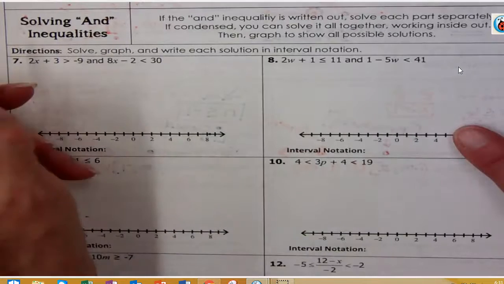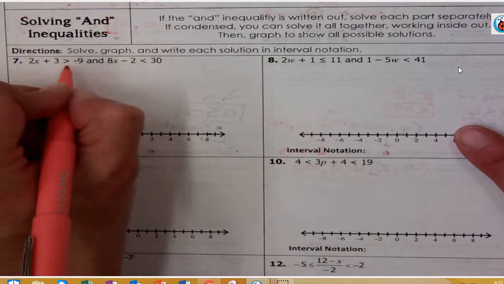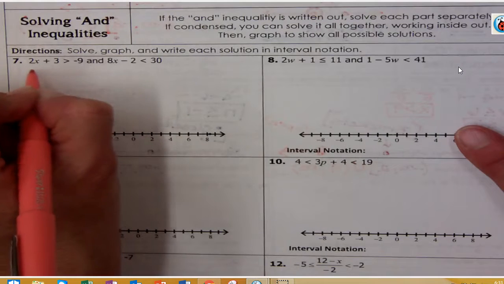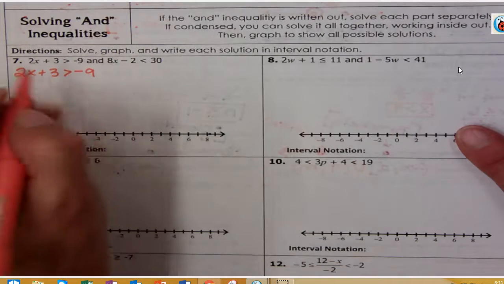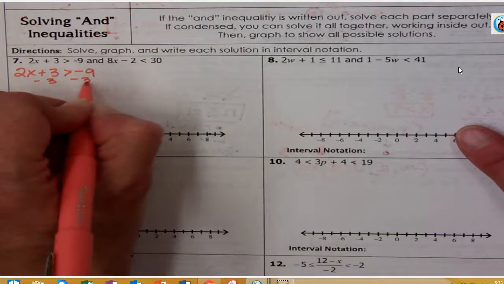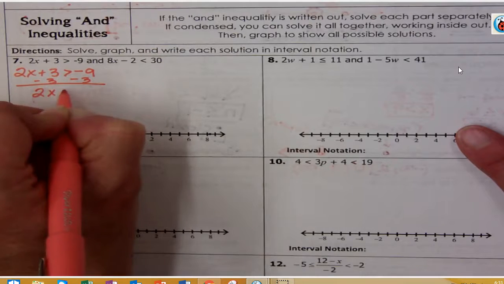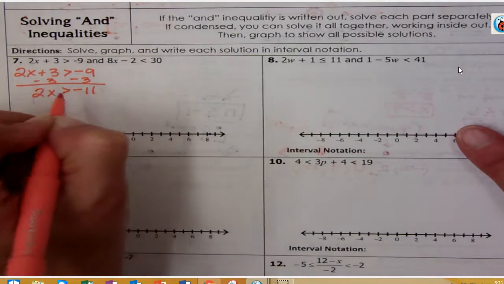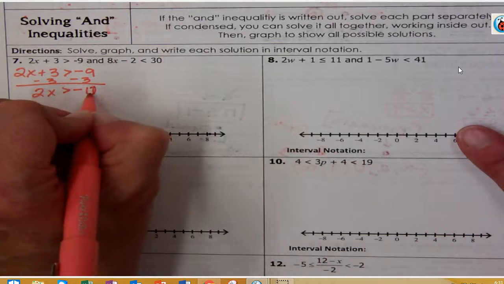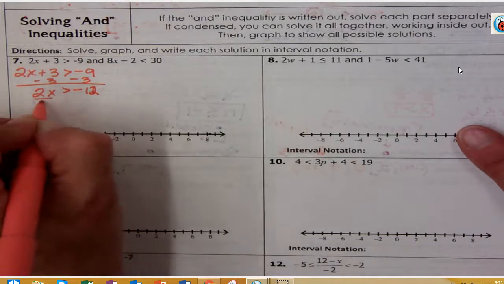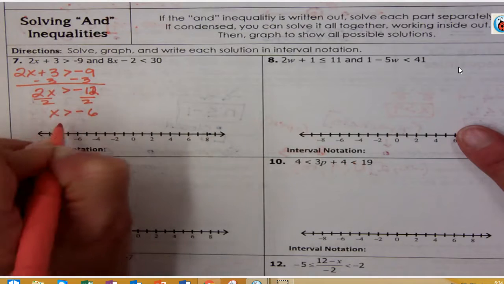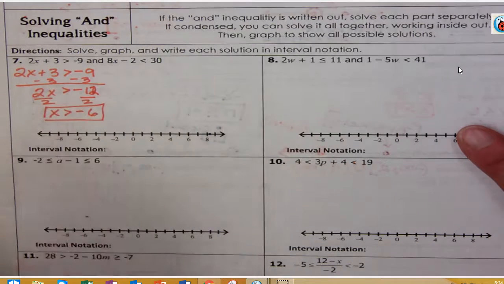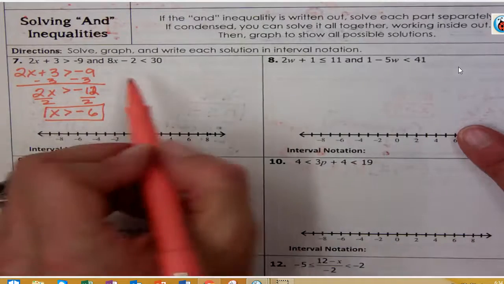Okay, so let's solve some of these. We've got 2x plus 3 greater than -9. We're going to subtract 3 from both sides. 2x greater than -11. I'm sorry, 12. Then we are going to divide by 2, and we get x is greater than -6. So there's one boundary. These are our boundaries now.